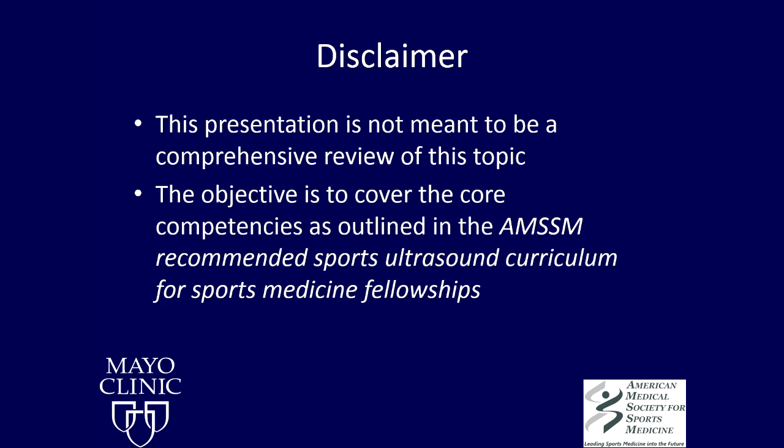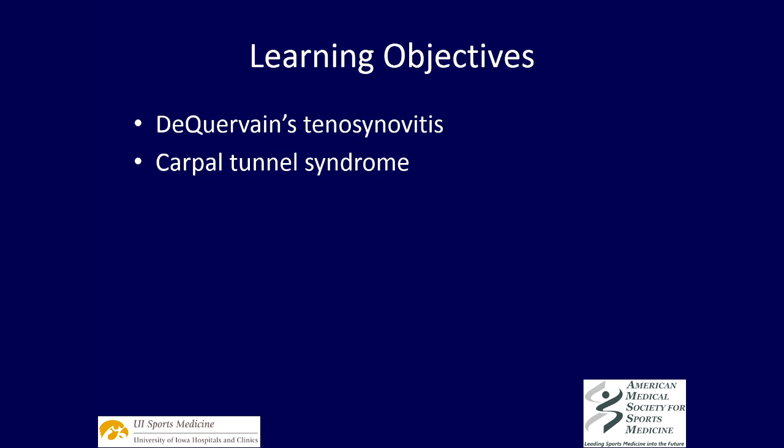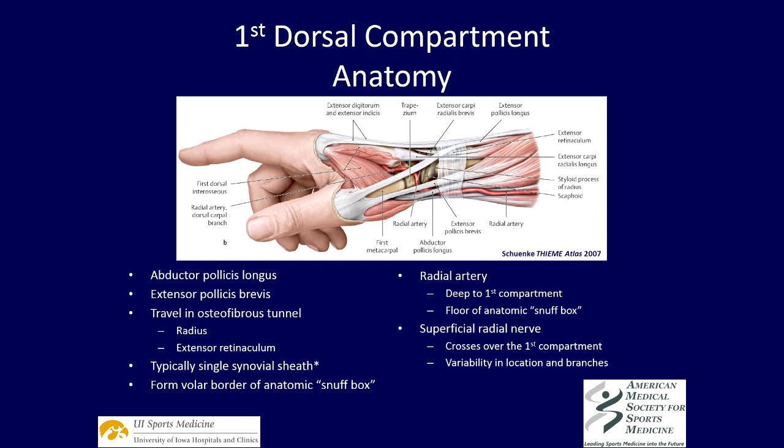I would like to say that this presentation is not meant to be a comprehensive review of all hand and wrist pathology. This is meant to cover the core competencies as outlined in the AMSSM recommended sports ultrasound curriculum for sports medicine fellowships. Our learning objectives today will be to discuss de Quervain's tenosynovitis as well as carpal tunnel syndrome.